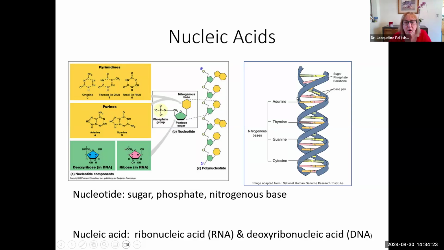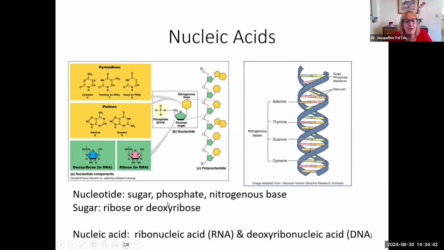Okay, so it's the blue part here and the swirly part here is laid out flat. So think of this like the side rails of a ladder. That's the sugar phosphate backbone. And extending from the backbone, you are going to have what we call nitrogenous bases.